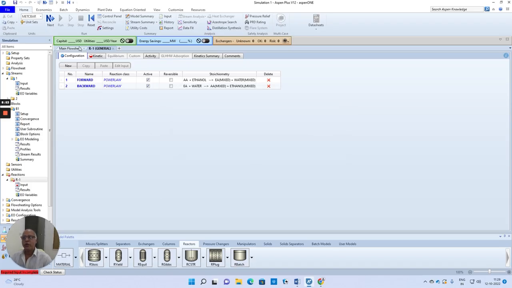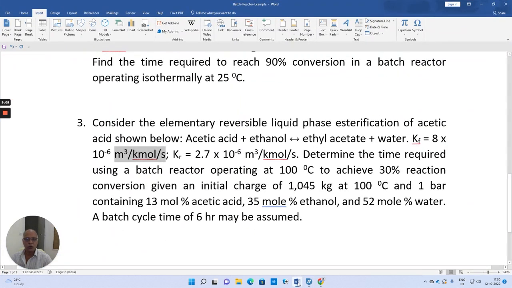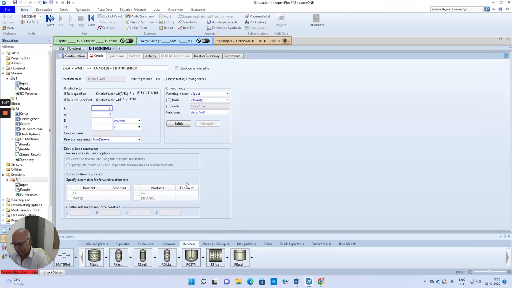Again, in the same way, we need to define the kinetics for this backward reaction. We have already defined this with respect to the forward reaction. Now I'll select the second, backward reaction. And this rate constant is given as 2.7 into 10 power minus 6. So again, as I said, the value of E is not required because we are operating the reactor at isothermal conditions. The value of the rate constant is already available at a temperature of 100 degrees centigrade. Once again, in the reverse direction, it is first order with respect to ethyl acetate and also first order with respect to water. So we have completed all the input required for specifying this problem.